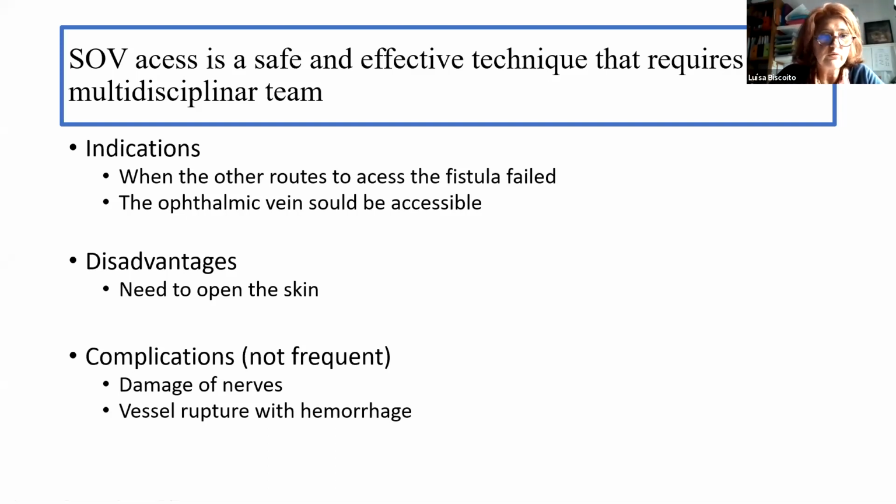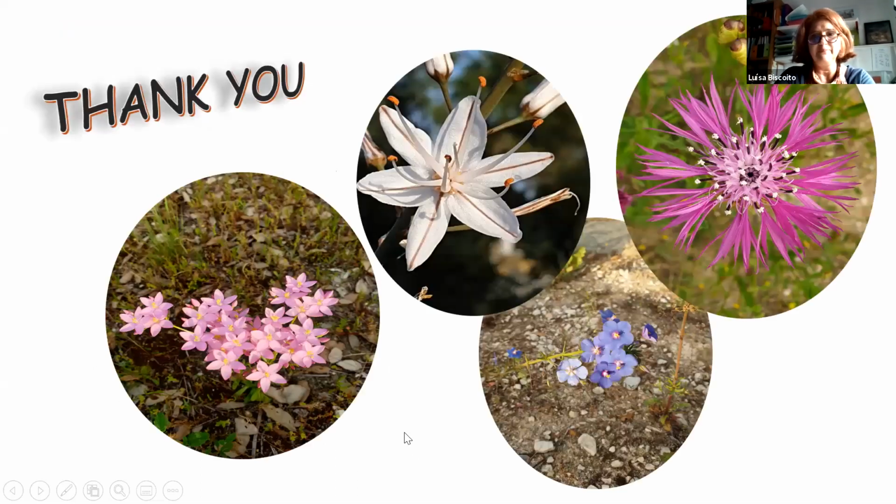The indication is, of course, when the other routes to access the fistula failed. The ophthalmic vein, of course, should be accessible. Well, the disadvantage is that it needs to open the skin, so that's the reason why it's not the first option, and should not be the first option. Complications are not frequent, but they can happen, so we have to be aware of damage to nerves or vessel rupture with hemorrhage. It's the reason why we put the silk suture, to try to control it if there was a problem. And thank you, everybody.